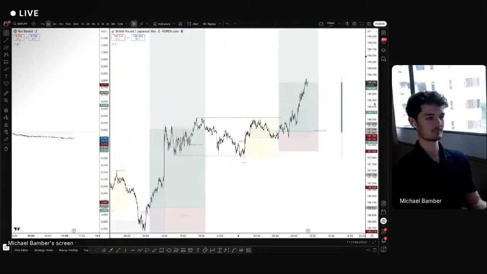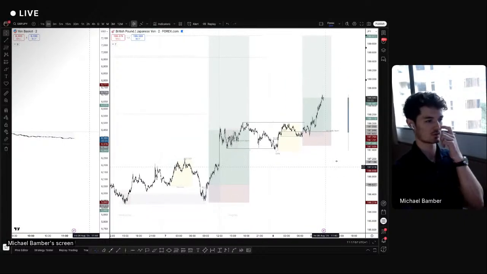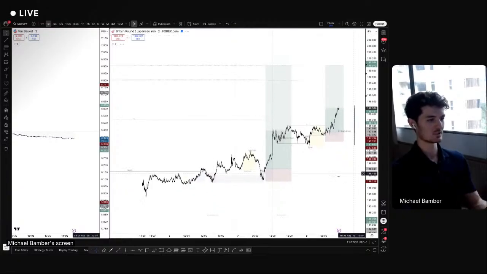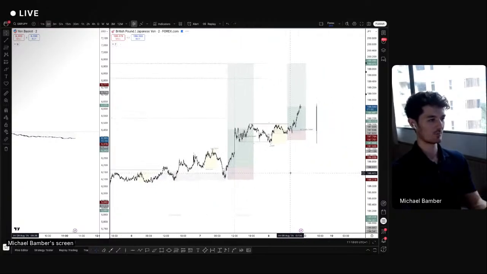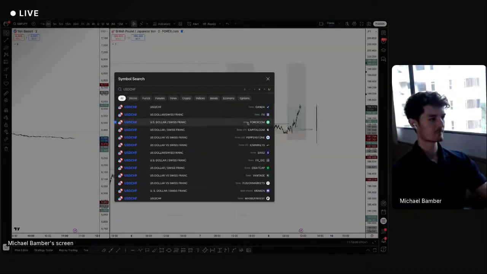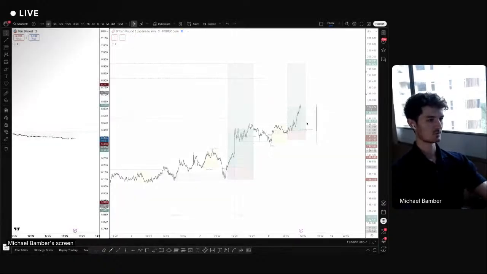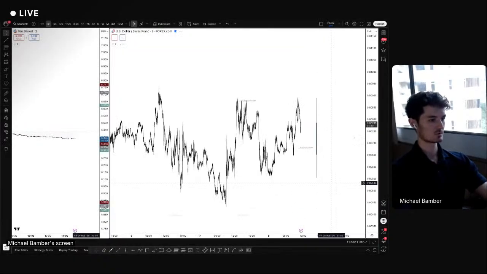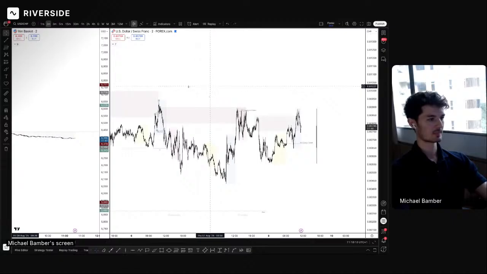Simple as that. Okay, if you've got any questions, let me know. But these are great positions to be able to hold into next week. I'm going to show you a different example on dollar Swiss. Okay.